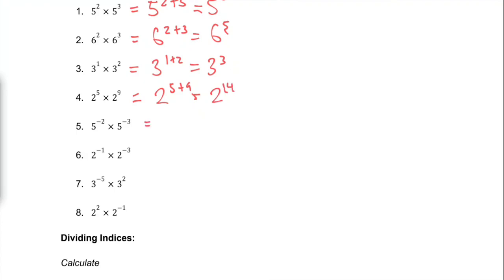5 to the minus 2 times 5 to the minus 3, that's going to be 5 to the minus 2, minus 2 add minus 3, which is going to be 5 to the minus 5. So it works the same with negatives.